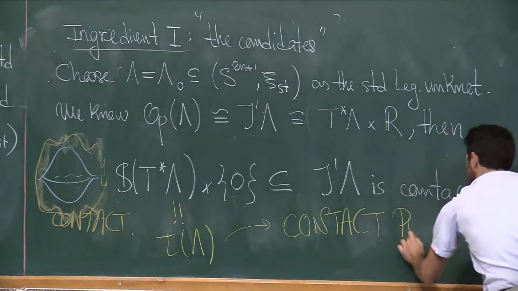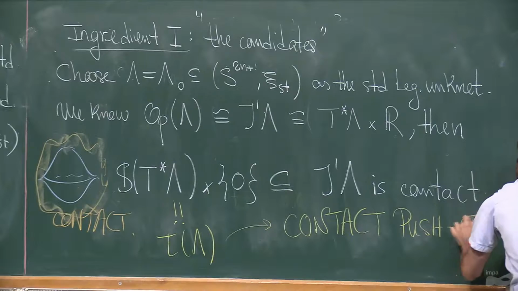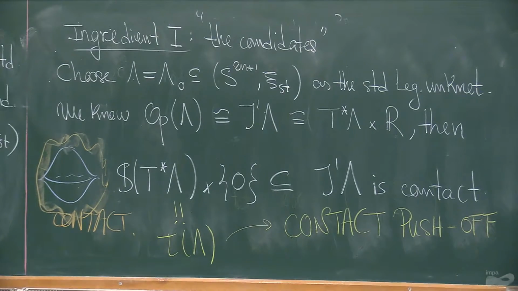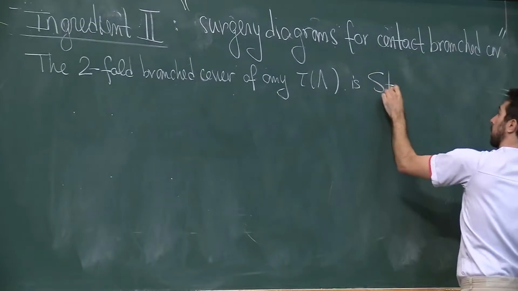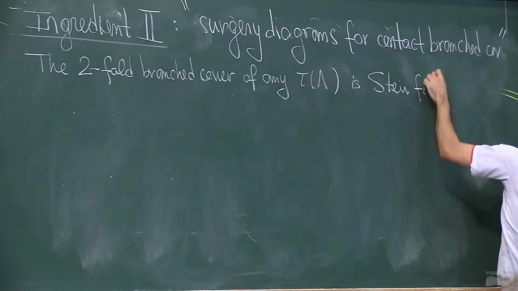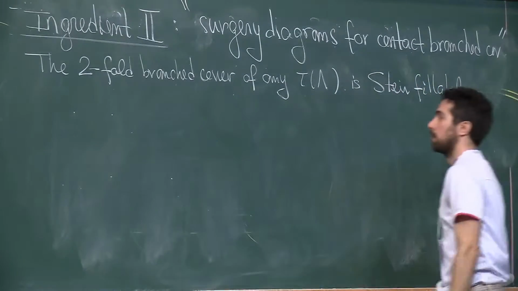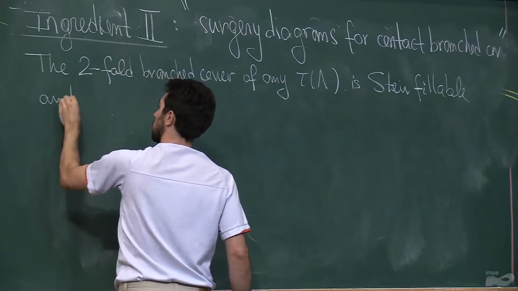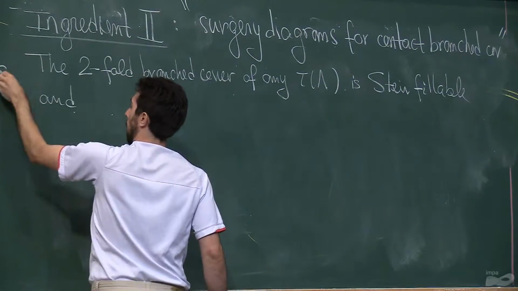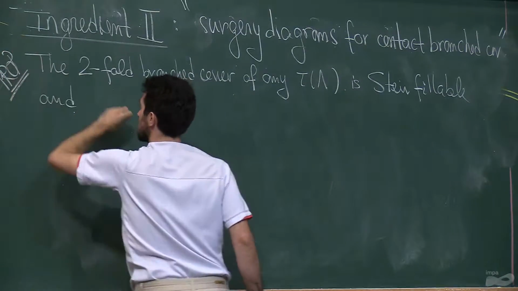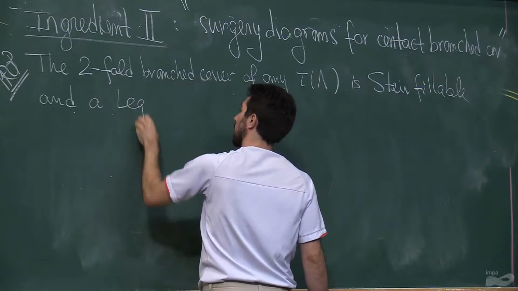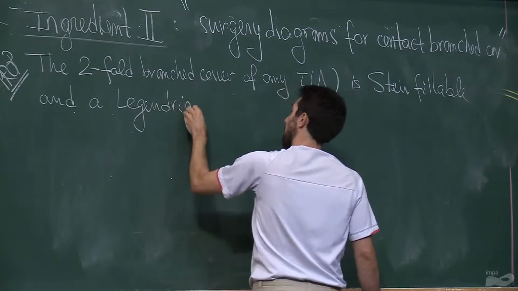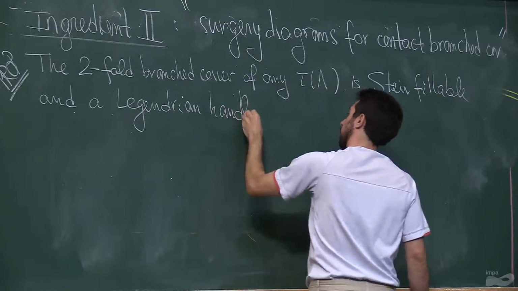And what you can ask is, imagine I have a submanifold which is a contact push-off. How do I branch cover along it? The answer is here. The twofold branch cover of any tau of lambda is Stein fillable, and it has a really nice handlebody decomposition. So this is a proposition, if you wish. This is the main proposition. That's this sentence in here. And a Legendrian handlebody diagram for it is given as follows.